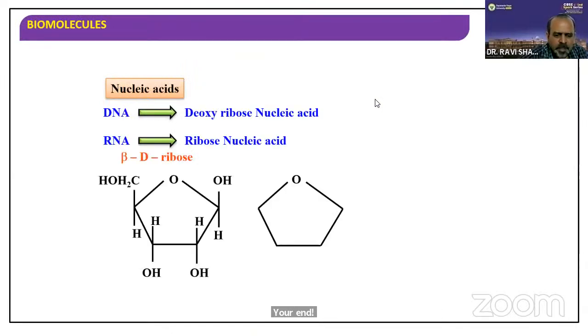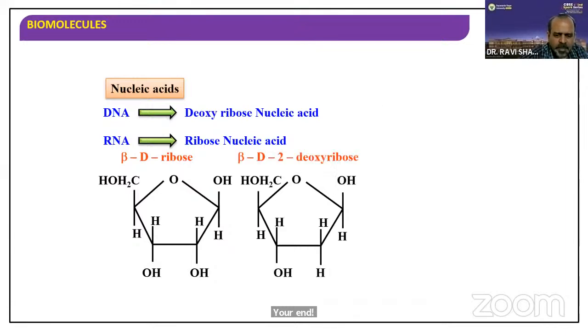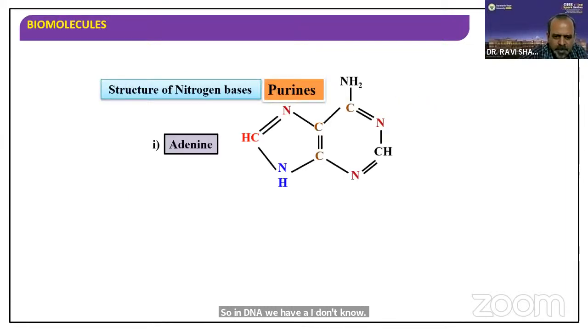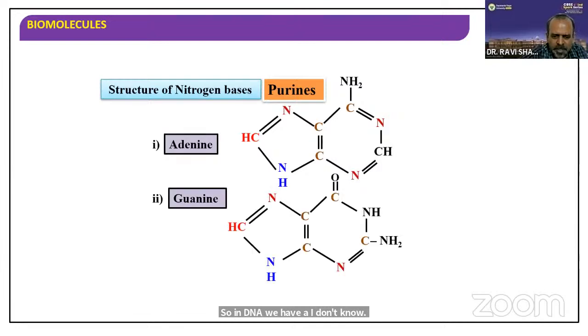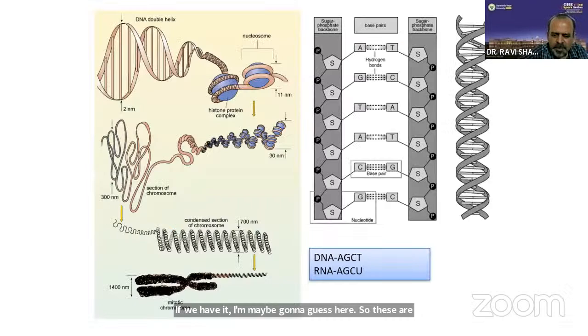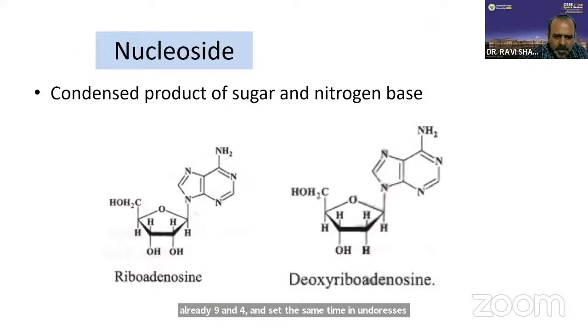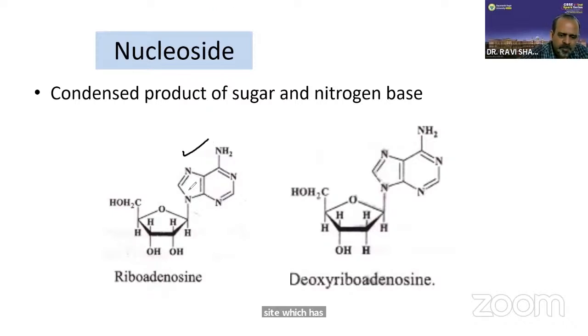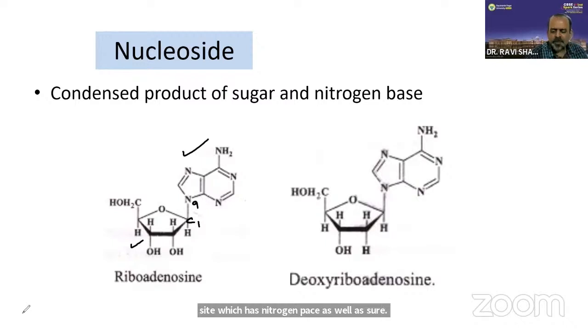So in DNA, we have deoxyribonucleic acid. In RNA, we have ribonucleic acid. So these are adenine and guanine and cytosine, thymine, and uracil. So this is the structure of a particular nucleoside, which has a nitrogen base as well as sugar. C1 will be connected to the 9th nitrogen atom.